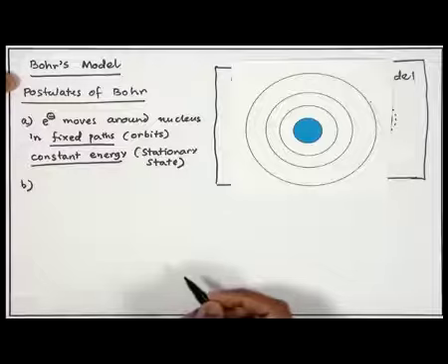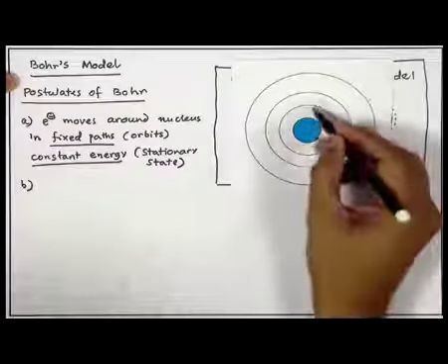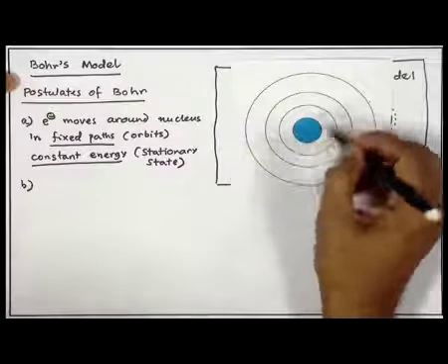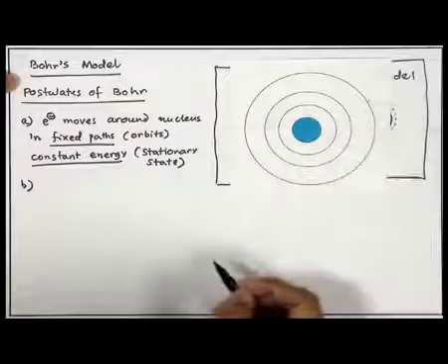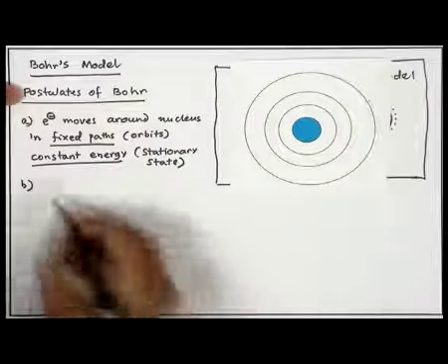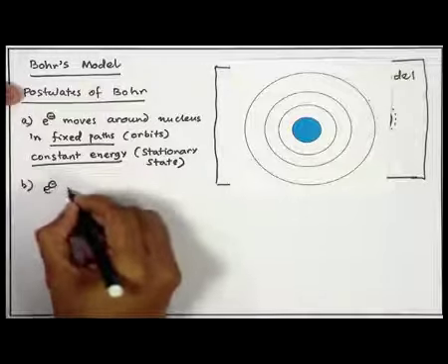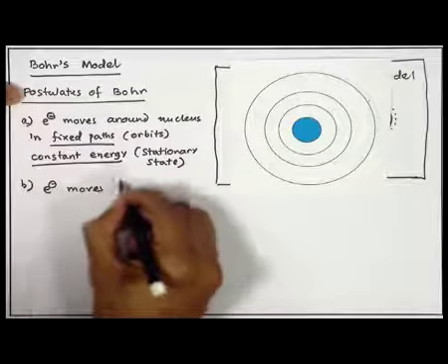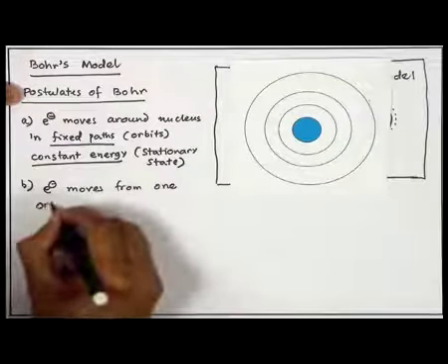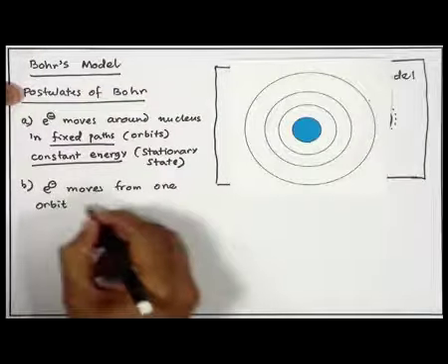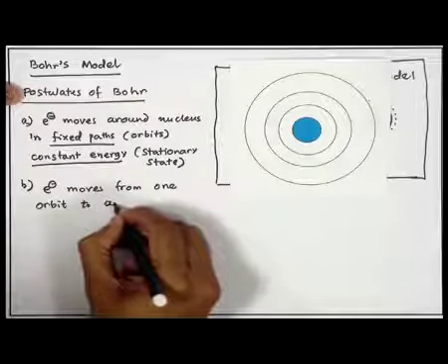Then again he said that all right, the electron goes around the nucleus in a particular orbit, but it can also change its orbit. When it does so, he said that the electron moves from one orbit to another, or one stationary state to another.